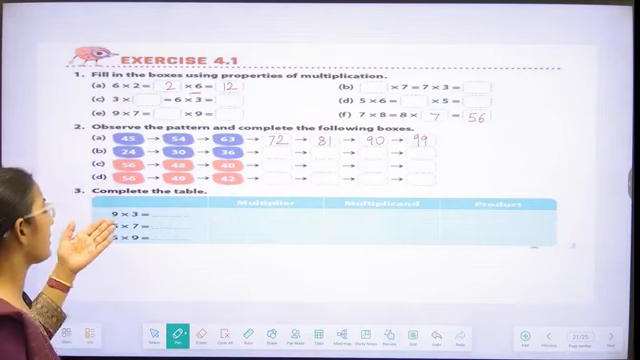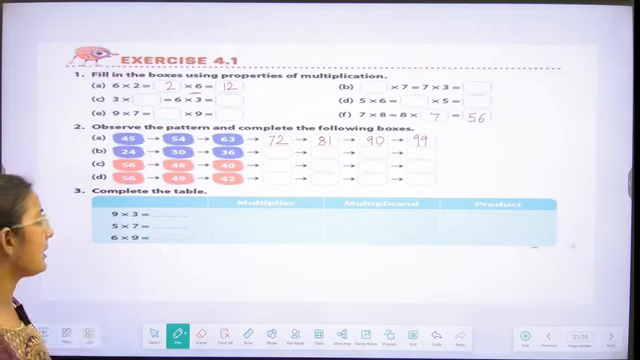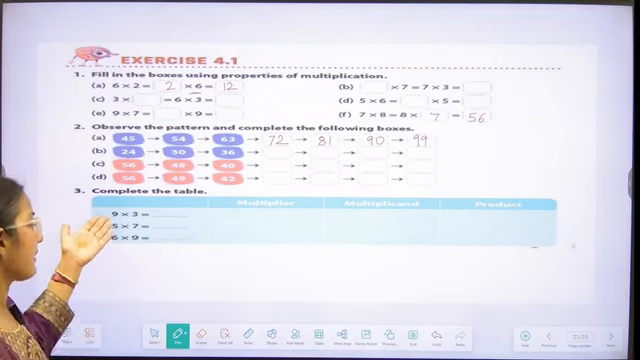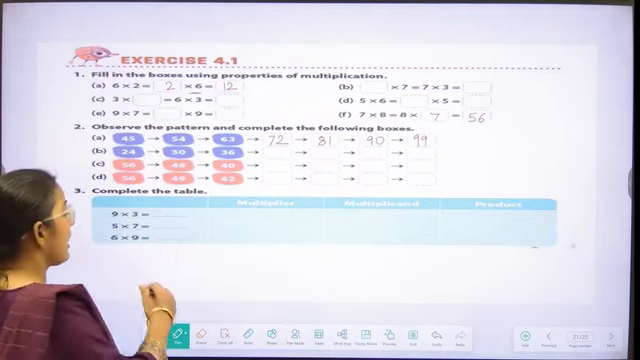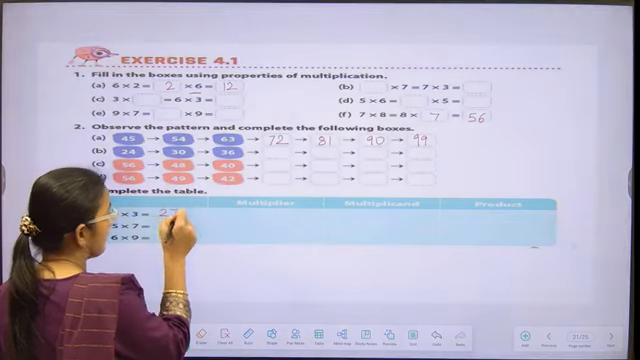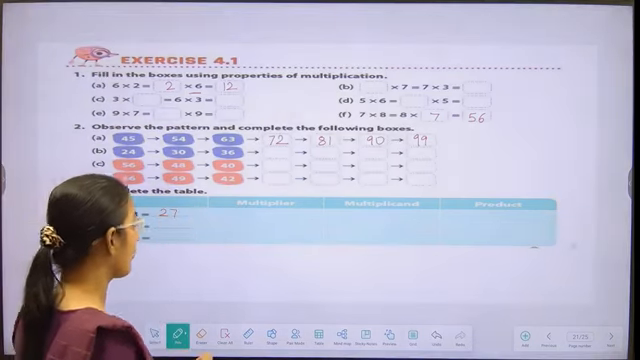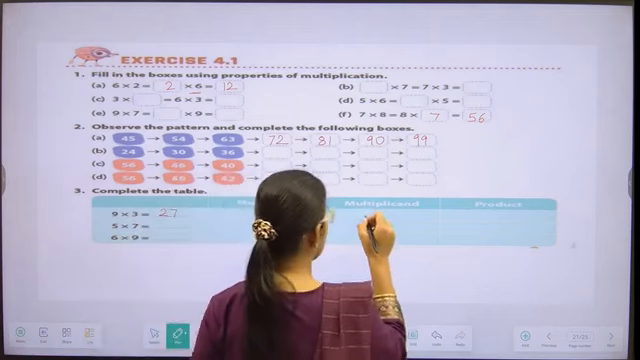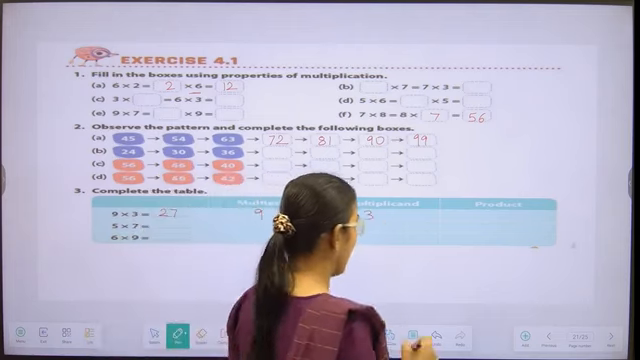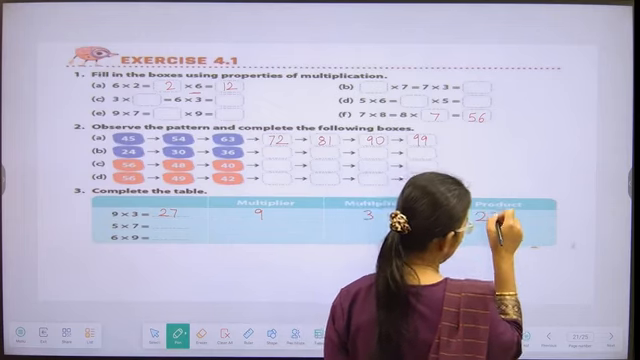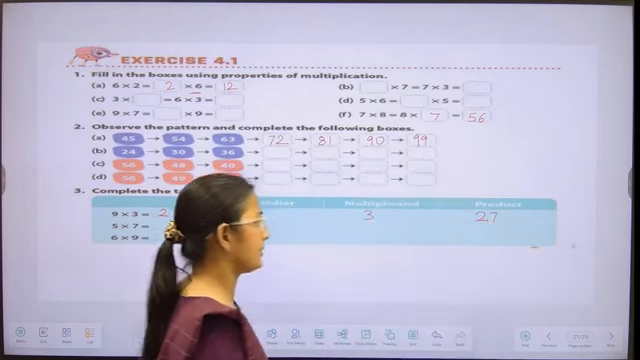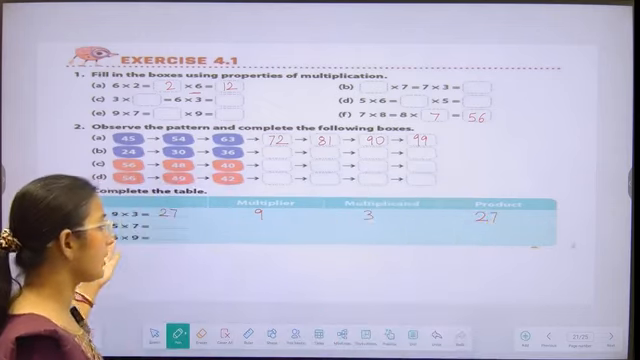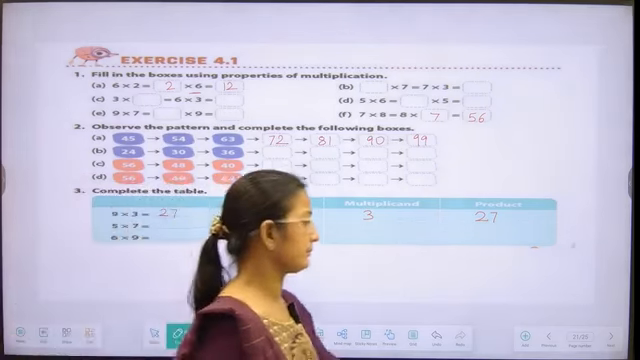Moving to the third one, we have to complete the table. So if I'm multiplying 9 multiplied by 3, I'm getting 27. What is the multiplier over here? 9 is the multiplier, 3 is the multiplicand, and 27 is the product, students. Similarly, you can do the other parts also.